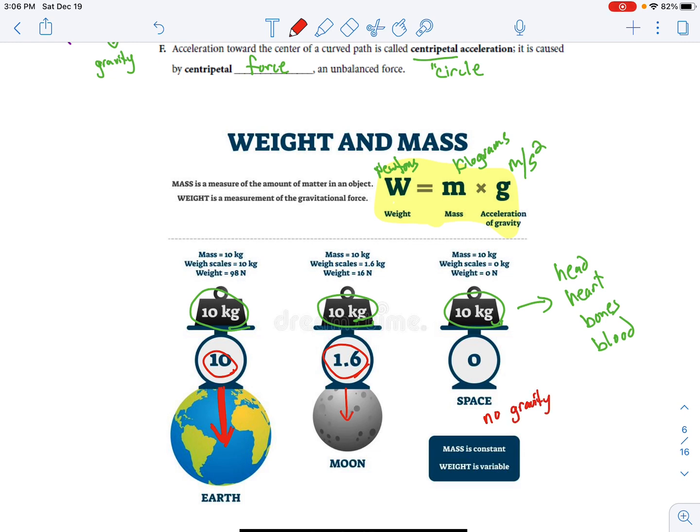And 0 for no gravity, 0 times anything will be 0. So there is no weight in outer space. So your mass is constant. It does not change. But your weight is variable. It depends on where you're at and how hard gravity is pulling you. Now, most of us spend our entire life on planet Earth, so this doesn't really apply to us. Our weight stays the same because our gravity pull is always the same.